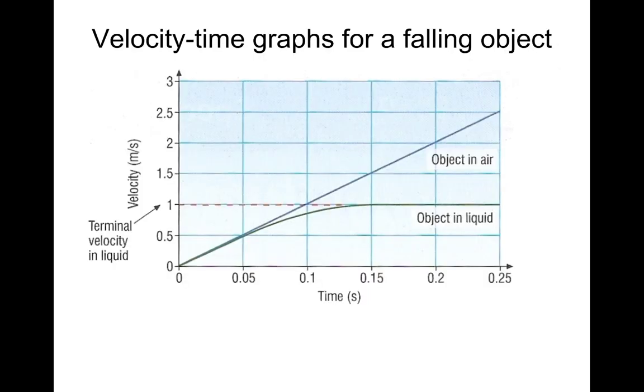Here's an example of a velocity time graph for a falling object. As you can see, the object in liquid reaches its terminal velocity at 1 meter per second, and an object in air will just keep going in a linear fashion in this region.